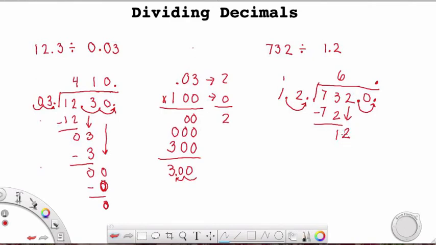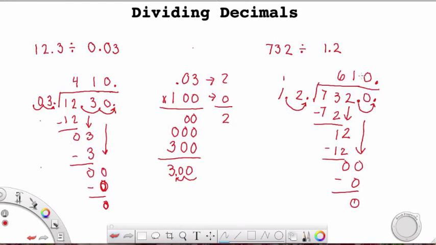12 goes into 12 how many times? Once. 1 times 12 is 12. And that 0 is remainder. Then I need to bring down my next digit, which is a 0. 12 goes into 0 how many times? 0. 0 times 12 is 0. I subtract 0 from 0 and I get 0. No remainder. I'm done. Okay, so my answer is 610.